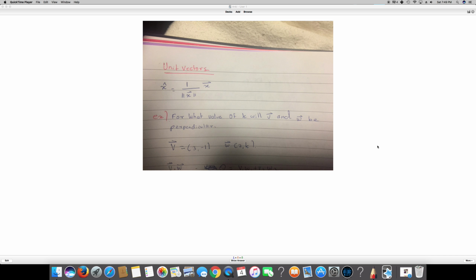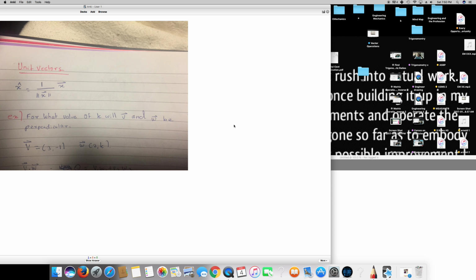Let's see. For vector multiplication, there are two equations for the dot product. One is the v magnitude times the w magnitude times cos theta. If two vectors are perpendicular to each other, it means the angle is 90 degrees, so cos 90 is 0, and multiplying everything gives 0. So we consider the dot product of v and w to be 0, and we are going to use this with the second equation.